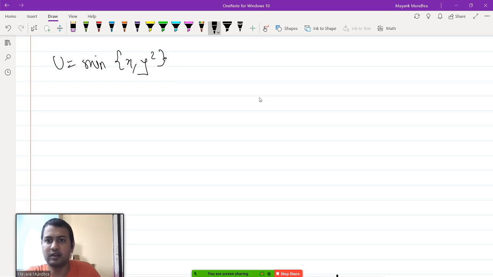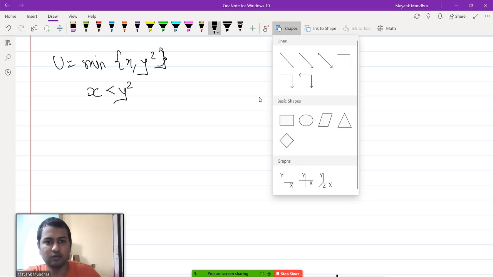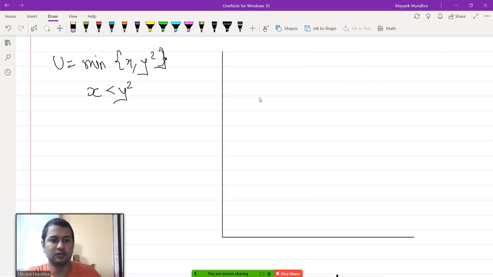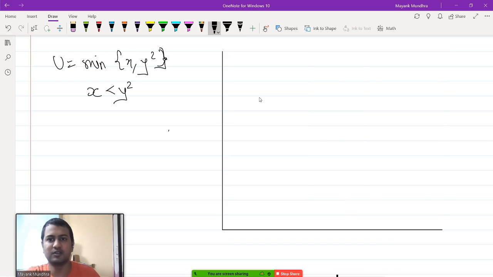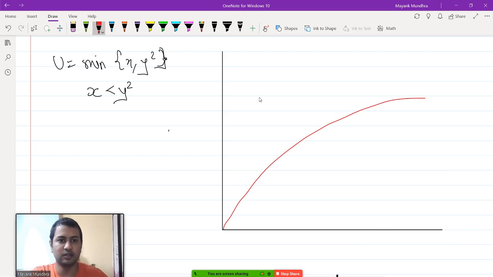So first, I'll figure out what the indifference curves look like. So you say that x is less than y square. So first I will draw the curve x equals y square. That would be better. So this x equals y square, so y equals root x. So the curve will look like this. Y equals root x will look like this. Okay, so this is the curve for y equals root x, or x equals y square.